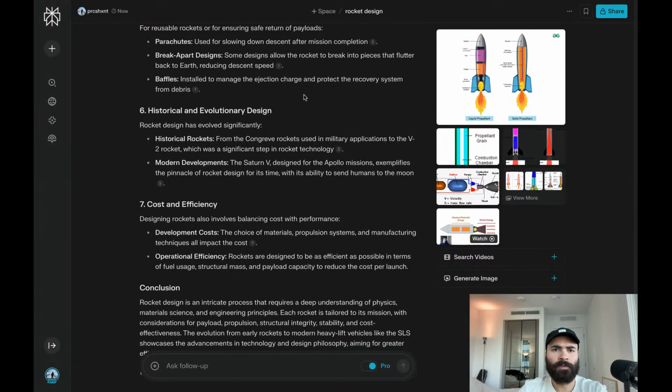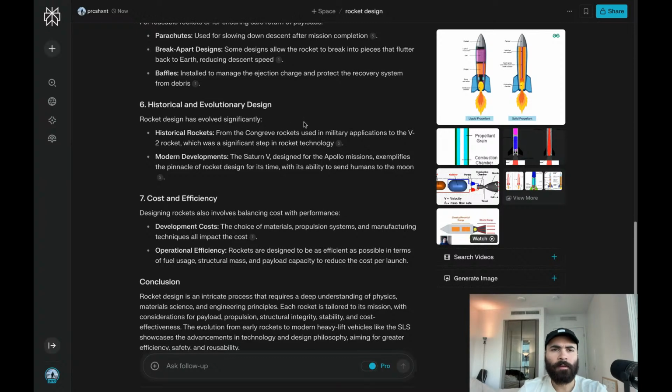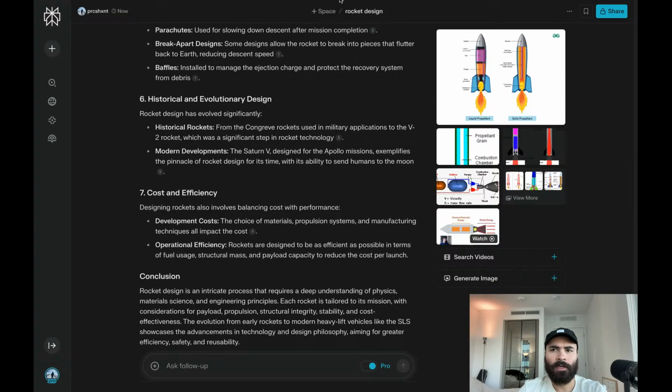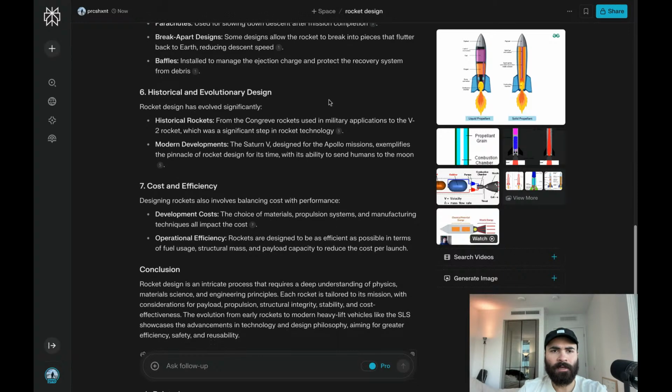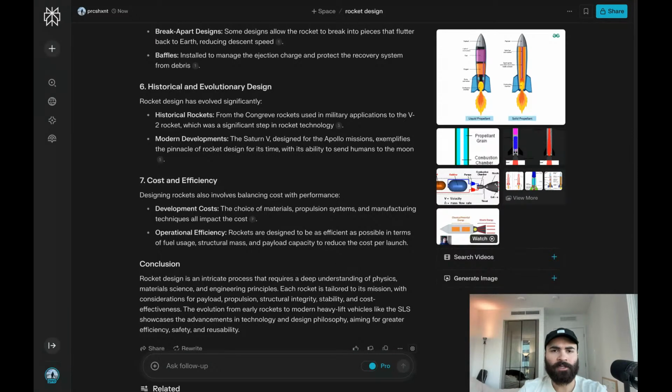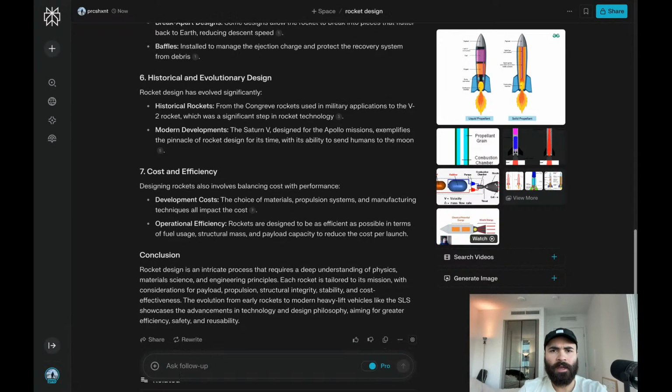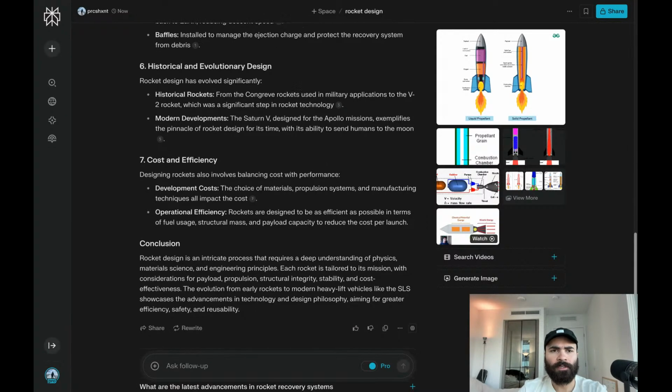Recovery systems: parachutes are used for slowing down descent after mission completion. Break-apart design: some designs allow the rocket to break into pieces that flutter back to Earth, reducing descent speed. Baffles are installed to manage the ejection charge and protect the recovery system from debris.